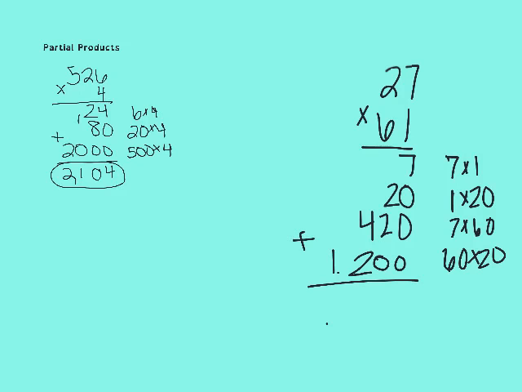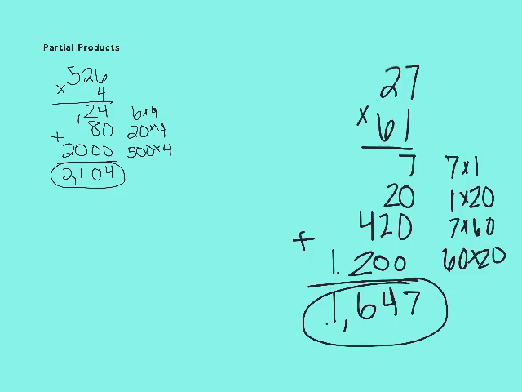Now we add it up. 7 plus 0 plus 0 plus 0 is 7. 2 plus 2 is 4. 4 plus 2 is 6. 1 plus 0 is 1. 1,647.